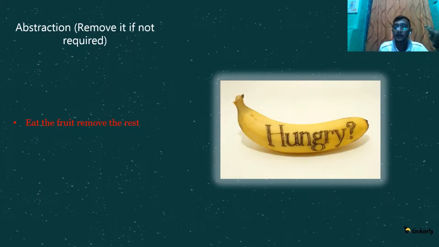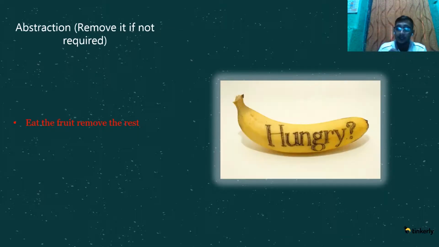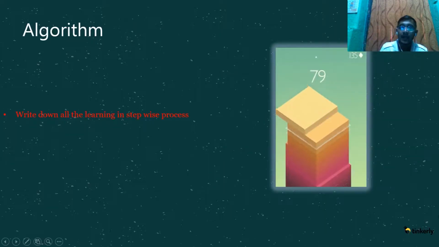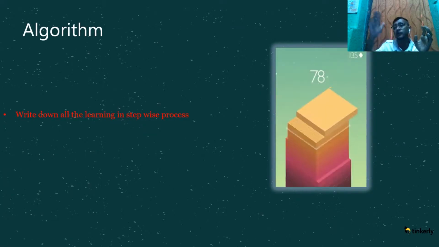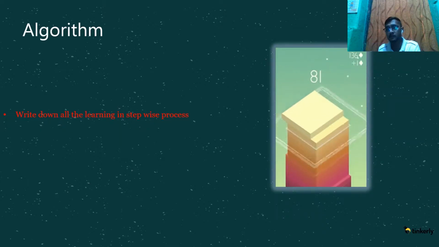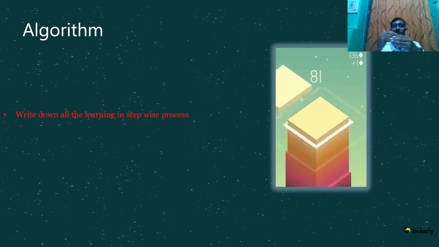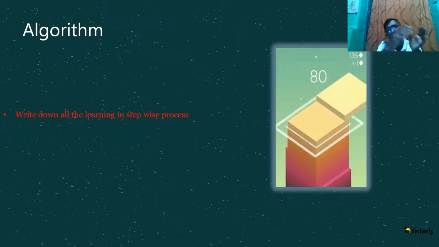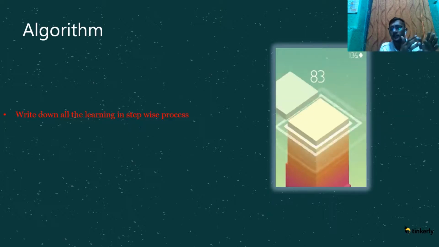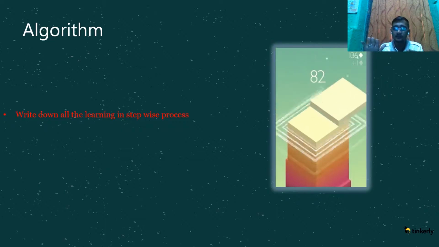So after decomposition, pattern recognition, and abstraction, the final term is algorithm. What is an algorithm? An algorithm is a finite set of instructions that enable us to solve the problem. It is a step-by-step process to solve the problem. See the image. Write down all the learning stepwise, like decomposition, pattern recognition, and abstraction. So write down every process.